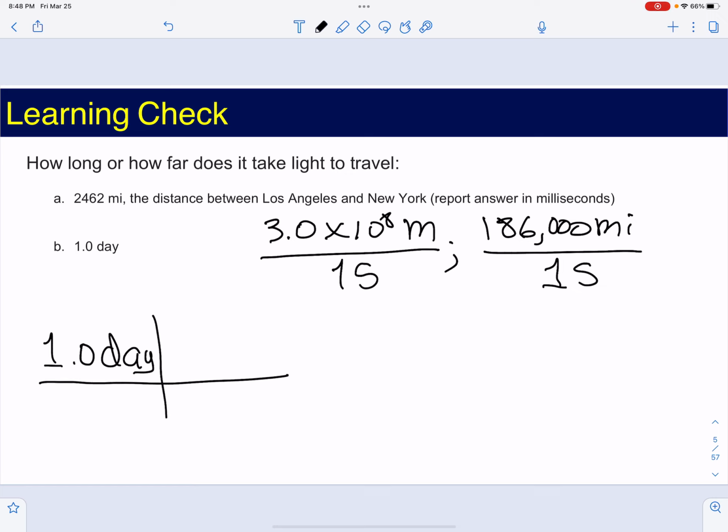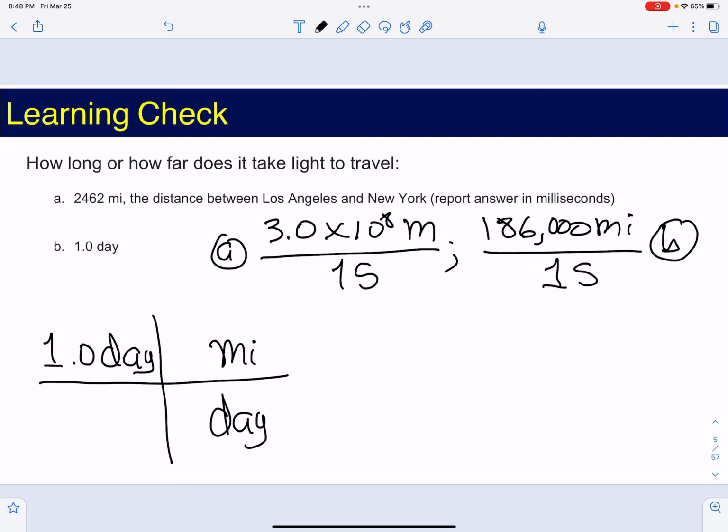So that means that we have to get rid of days because we want miles. But as you notice, we have two different conversion factors, and none of them have miles and days, right? We have one with miles and seconds. So that's what we're going to do. We're going to change the days to seconds first. So we're not going to do miles yet.